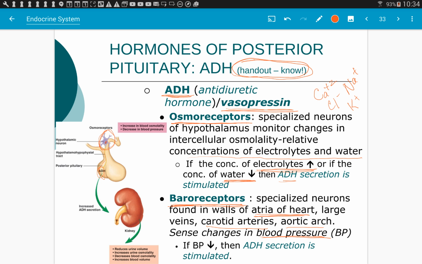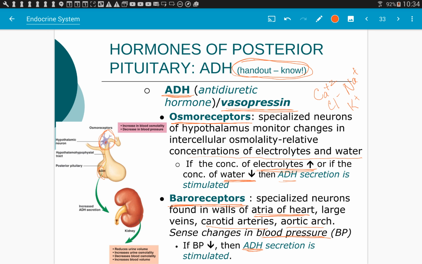Okay? So if the blood pressure goes down, the baroreceptors are going to know it. They're going to sense that. And that signal will then travel up to the hypothalamus and will also stimulate the secretion of antidiuretic hormone. Okay? So I just want to look at this picture real quick, and these illustrations are great because it walks you through the stimulus, what organs are involved, and what is the response to the stimulus.